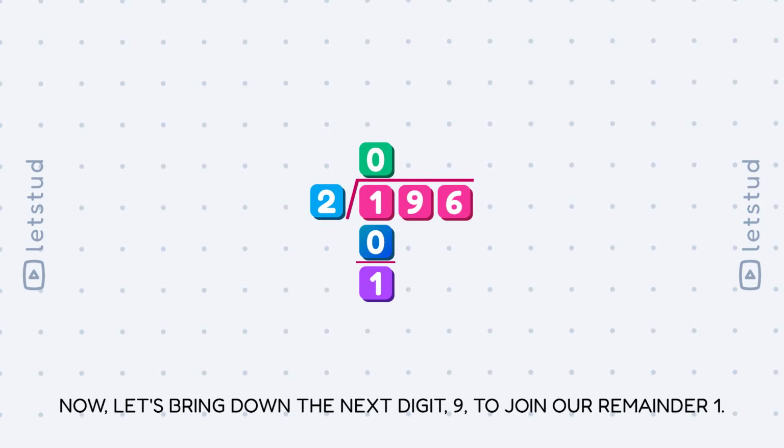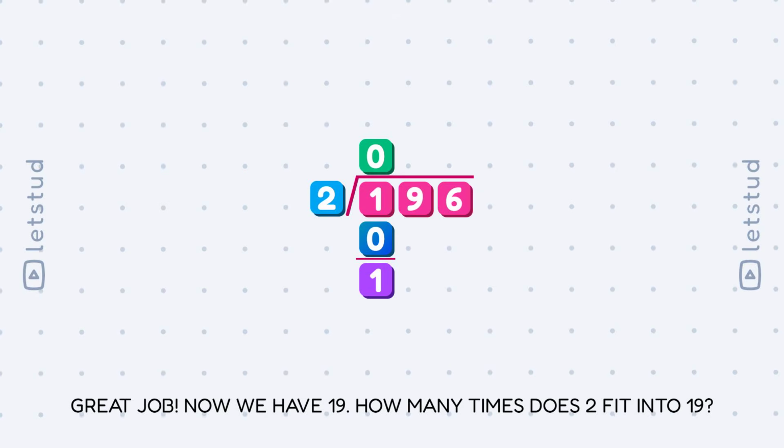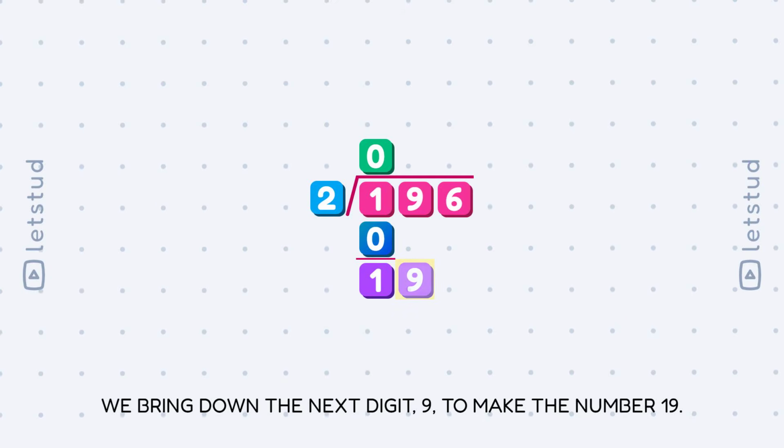Now let's bring down the next digit 9 to join our remainder 1. Great job, now we have 19. How many times does 2 fit into 19? We bring down the next digit 9 to make the number 19.